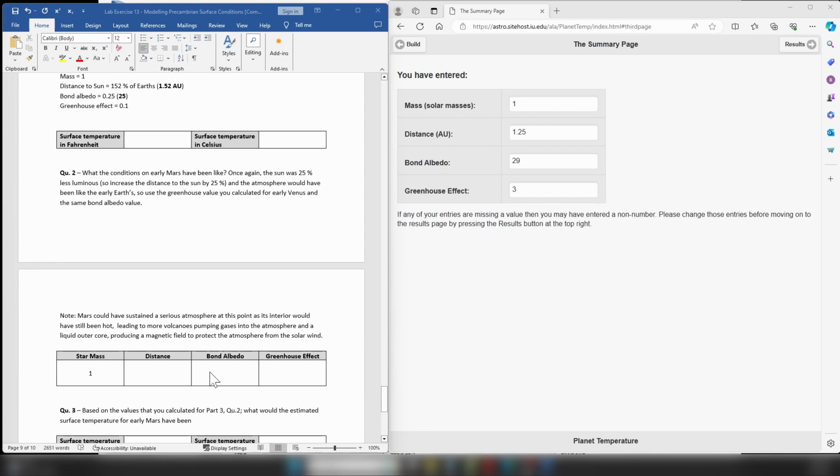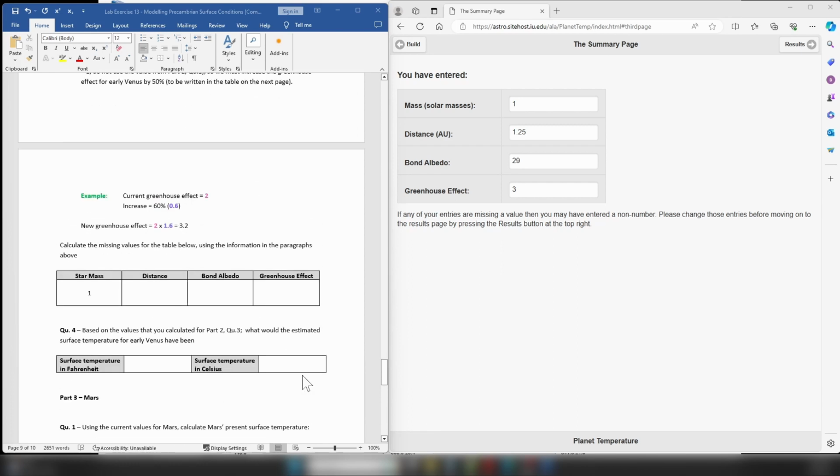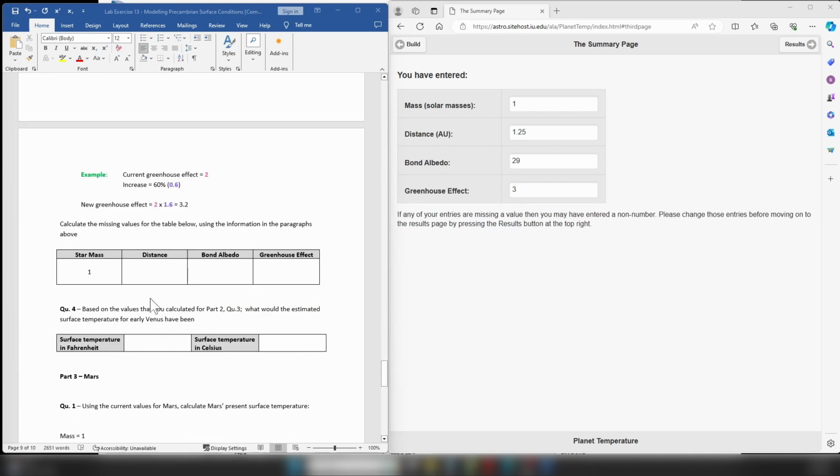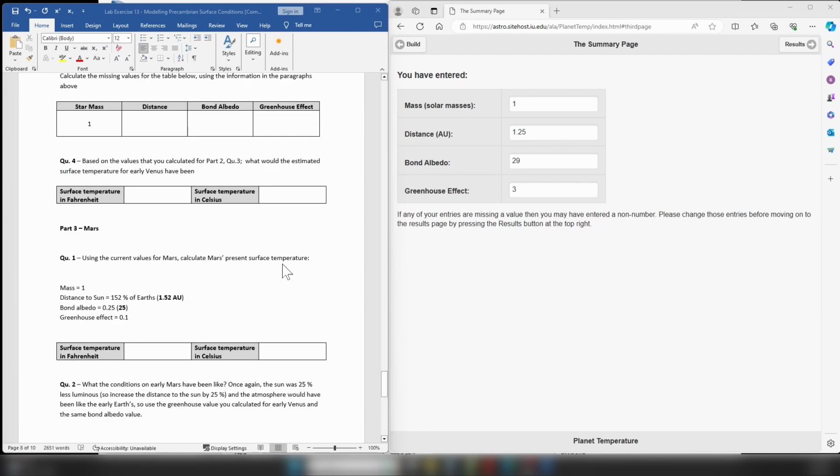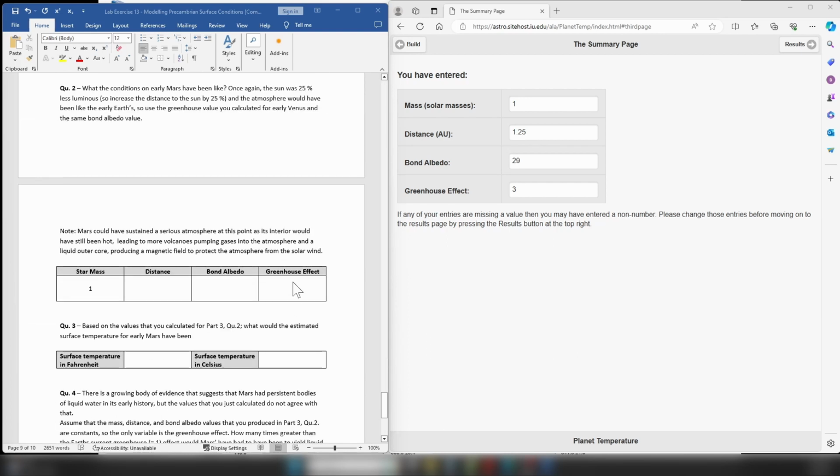Bond albedo, go and look at that NASA data sheet. It actually just tells you the bond albedo for Mars. Use that. Greenhouse effect. Well, we are going to assume that Mars at that time, just like Venus and Earth, had relatively similar atmospheres, and so we are going to be using the same greenhouse effect that you just calculated for Venus. So up here in question 3 for part 2, you are going to have a greenhouse effect that you calculated for Venus. You are going to use the same value, and you're going to drop it into the table down here for Mars.